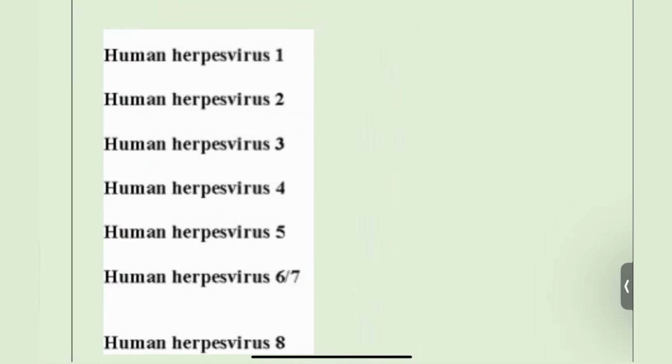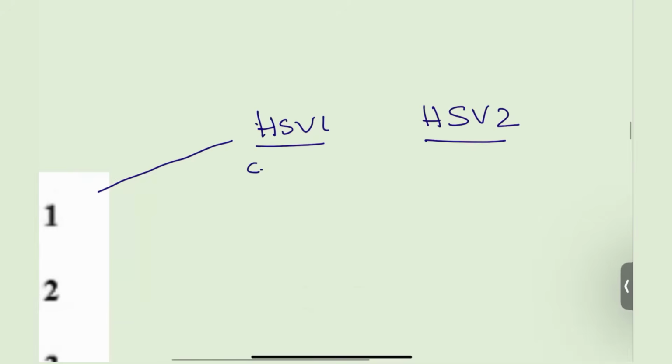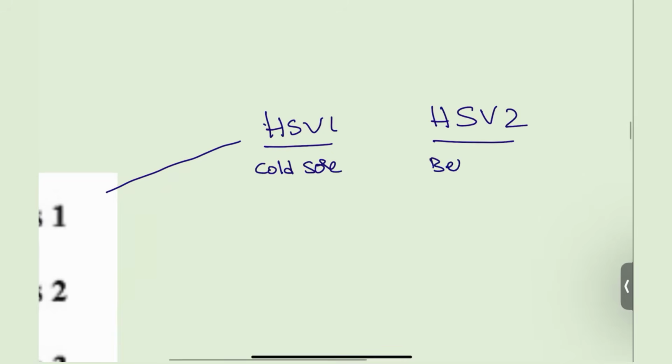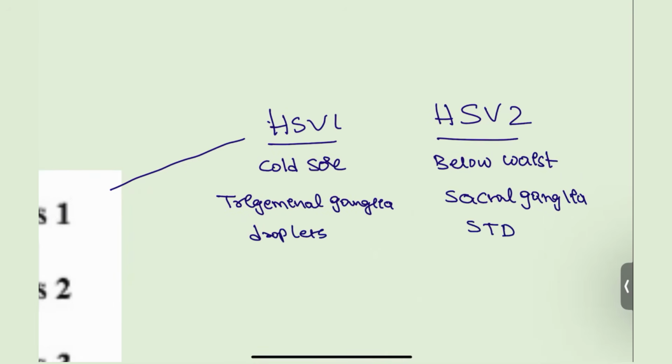So, human herpes virus 1. This is subdivided into two types, HSV1 and HSV2. HSV1 is going to cause cold sores, and HSV2 is going to cause infections below the waist, the genital region, with vesicles. Where is the latency? The latency for HSV1 is in the trigeminal ganglia, and for HSV2 in the sacral ganglia. It is spread by droplets or direct contact, and HSV2 is caused by STD conditions.